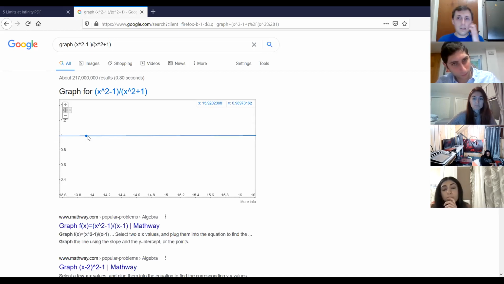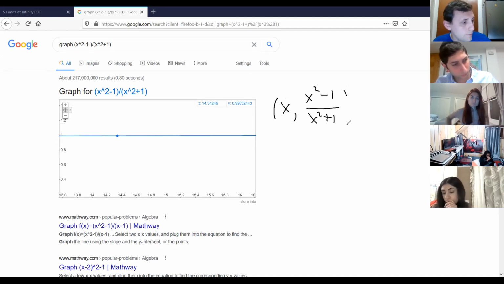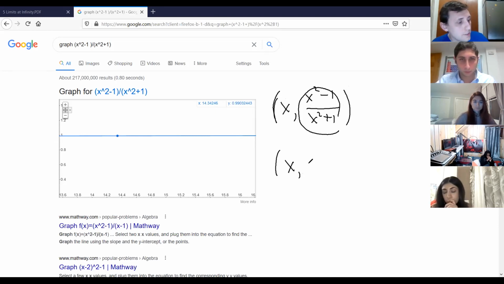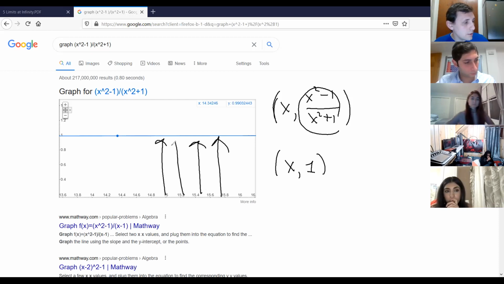Yes? You see a horizontal line? Look at it, because what you're seeing here is the graph of x squared minus 1 over x squared plus 1. And this graph, the number that you see here is essentially 1. Do you agree? If x is very large, the number is essentially 1. So the graph is essentially x comma 1. It means any x, altitude is 1. What shape are we tracing? Any x, altitude is 1, we're tracing a horizontal line.